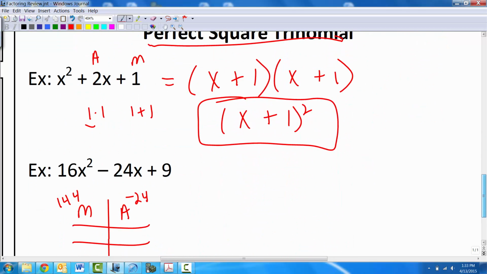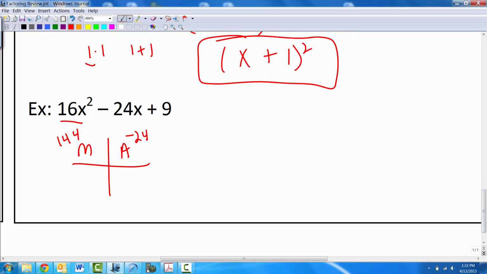Watch this. What's the perfect square of 16x squared? What times what equals 16x squared, everybody? 4x. And then what's the perfect square of positive 9? 3. But look, you have a negative middle term. What happens if I put a minus and a minus there? Does that work, yes or no?